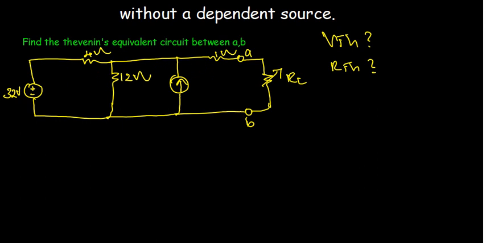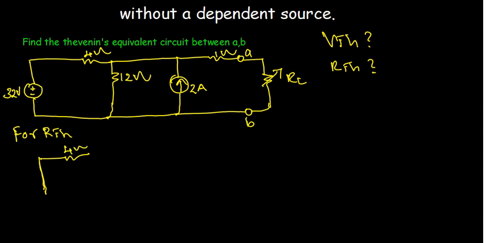For RTH we need to cut down all the independent sources. So we need to cut down this voltage source and this current source. Sorry, I didn't mention the current value, it's 2 amps. How do we cut down the voltage source? For RTH we can replace the voltage source with a small wire; without any voltage source, we can make it a normal wire.